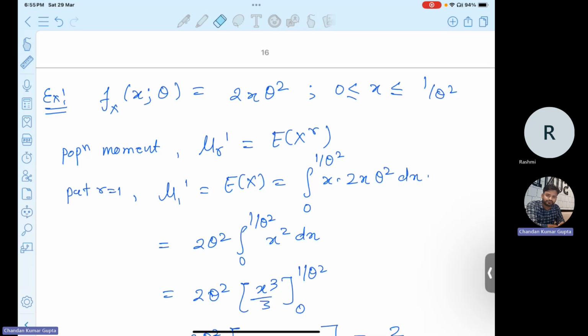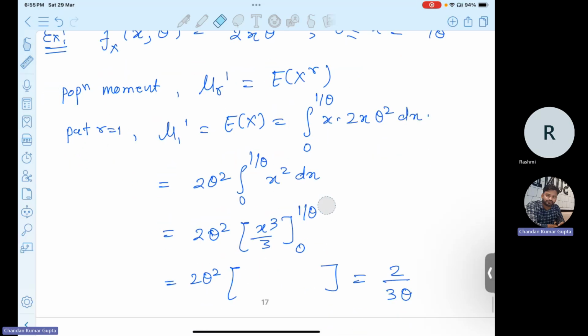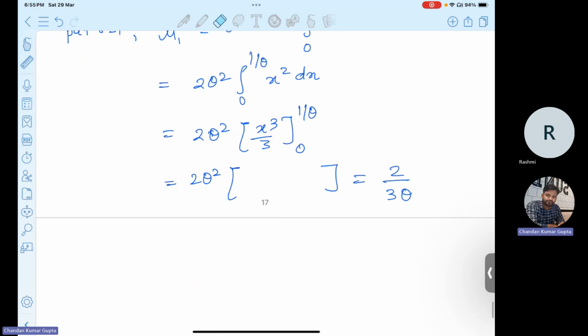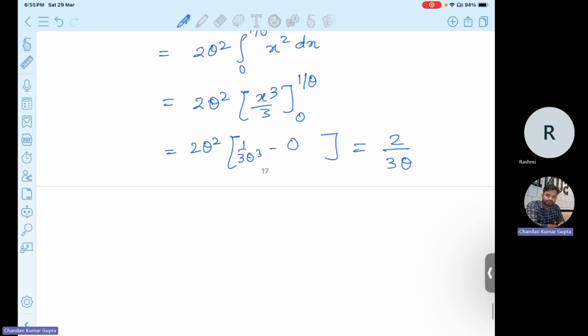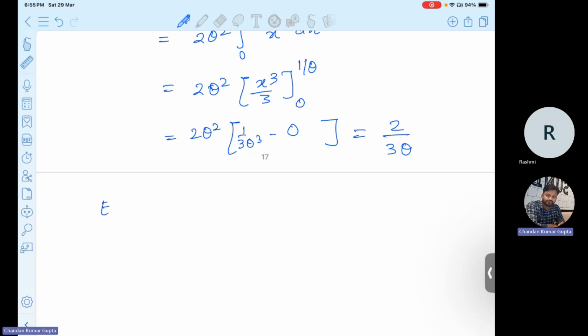Actually, I made a mistake here. Only theta is there, not theta square. When we calculate, we find 1 by 3 theta cube minus 0, and theta square. So 2 by 3 is there, and theta. So this is the expected value. The population moment is 2 by 3 theta.